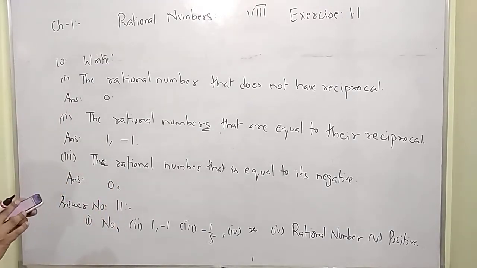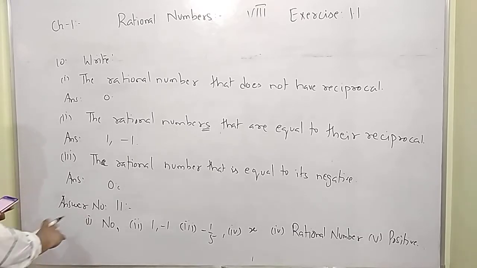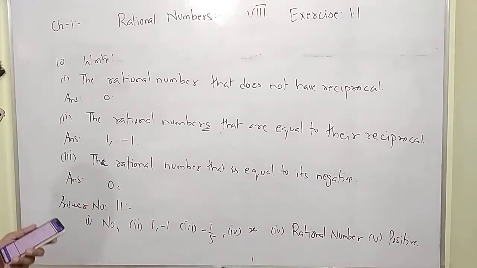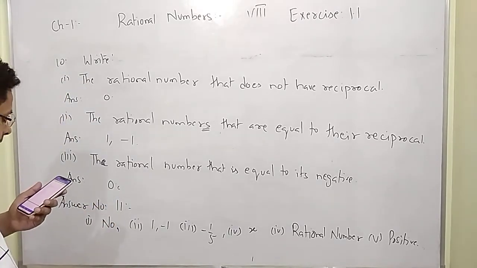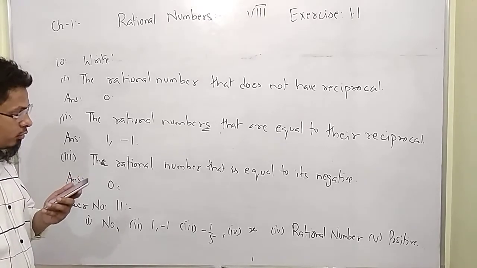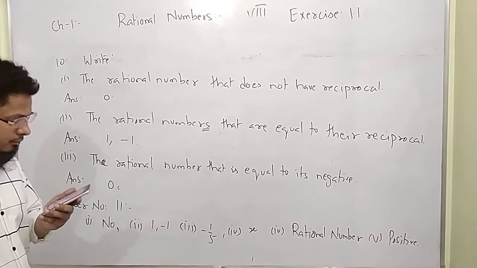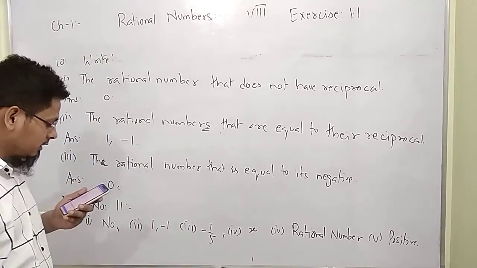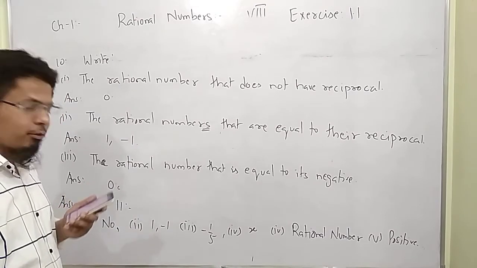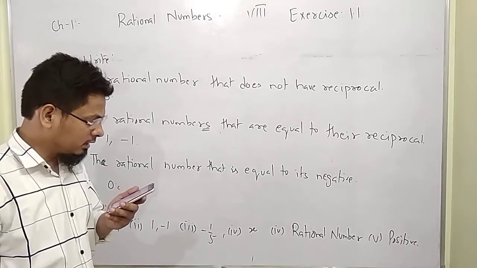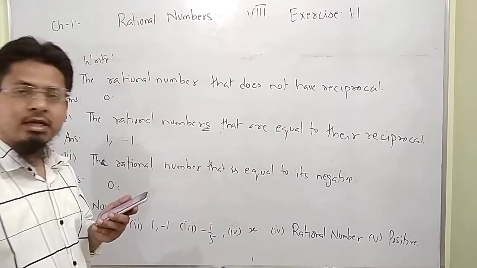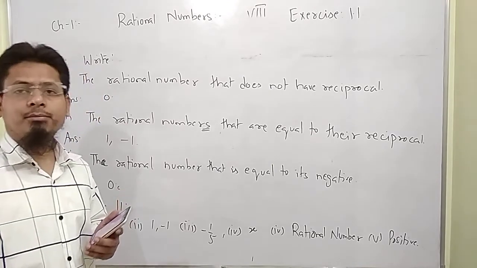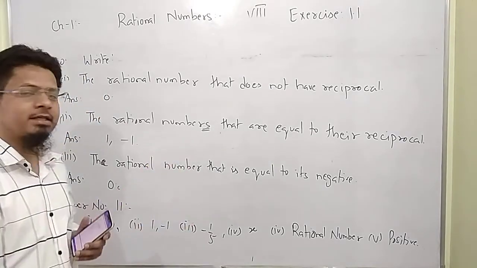Now see question number 11. These are the fill in the blanks. I have just written the answers here. 0 has dash reciprocal: 0 has no reciprocal. The numbers dash and dash are their own reciprocal: the answer is 1 and minus 1. The reciprocal of minus 5 is minus 1 upon 5. Number 4, the reciprocal of 1 upon x is x. The product of two rational numbers is always a rational number, and the reciprocal of a positive rational number is positive. Right, class? So now, class, the first exercise is finished here.